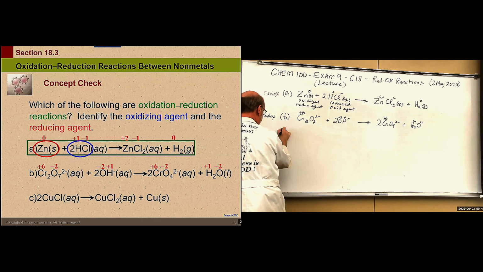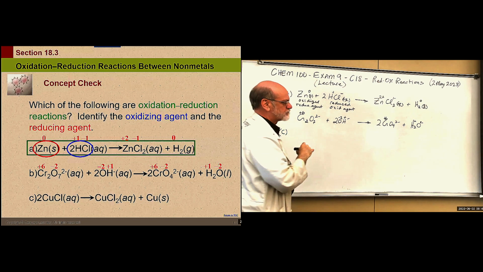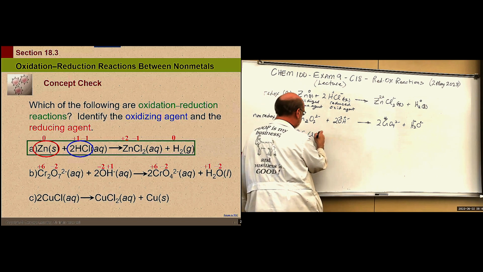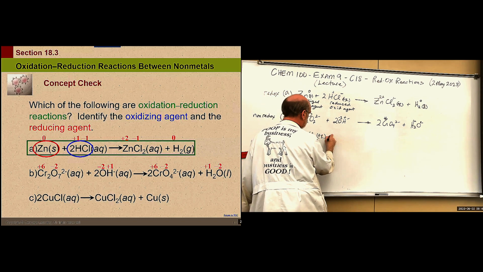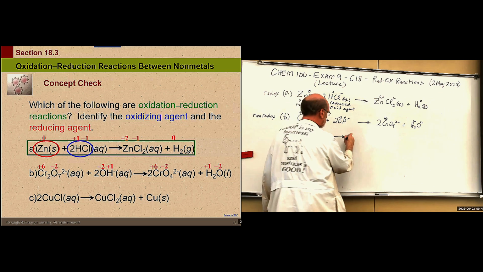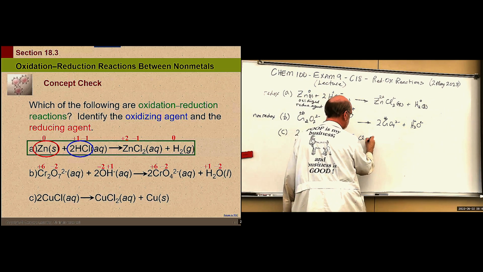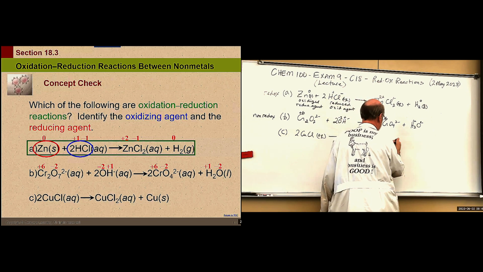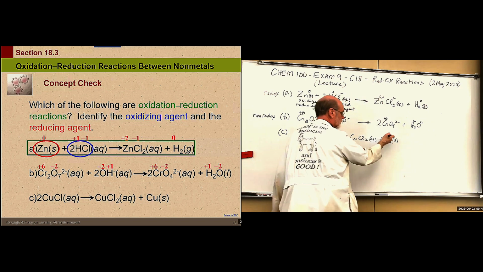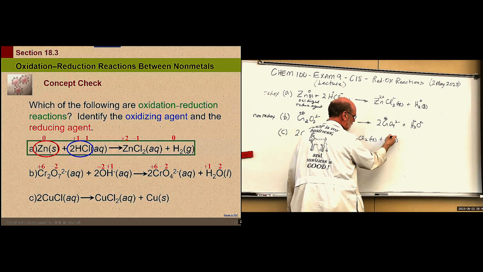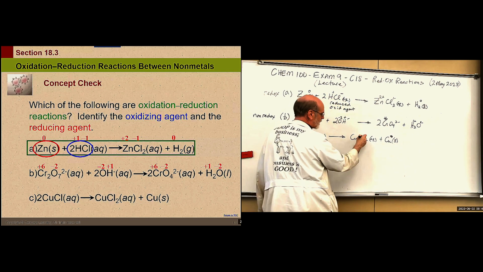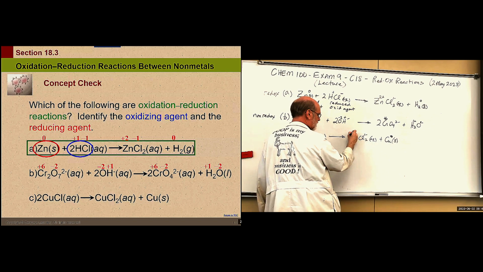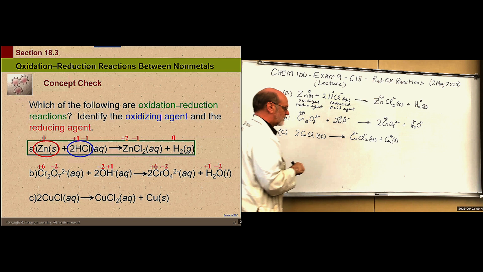Let's see, we've got 2CuCl in aqueous solution yields CuCl2 in aqueous solution plus copper metal. Okay, so this one's obviously going to be a zero. Minus one for chlorine. That means this copper must be a 2+.